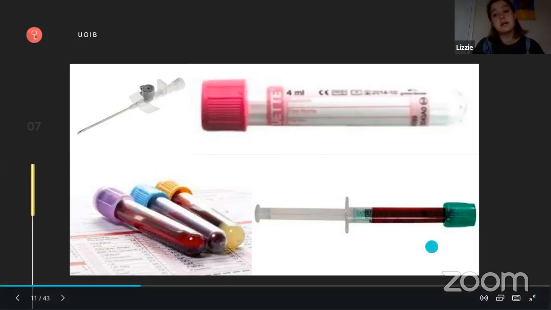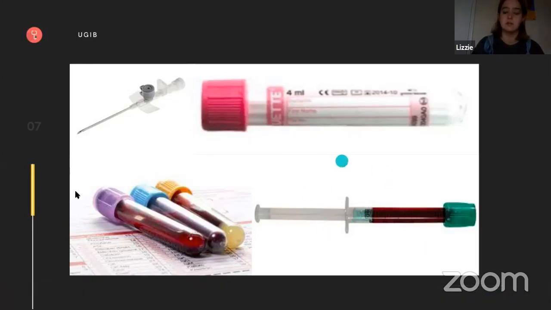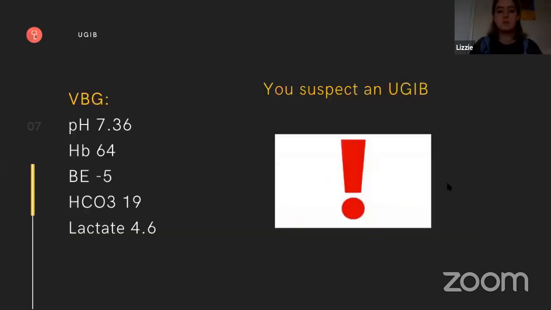Another thing you can do whilst you're there is get a VBG. It's quick and it gives you a lot of immediate information whilst you're still waiting for these blood tests to come back. So you get the VBG, someone's run off, you've managed to get two pink cannulas in, you've taken some blood and someone else is running those off, and the VBG comes back and this is the result.